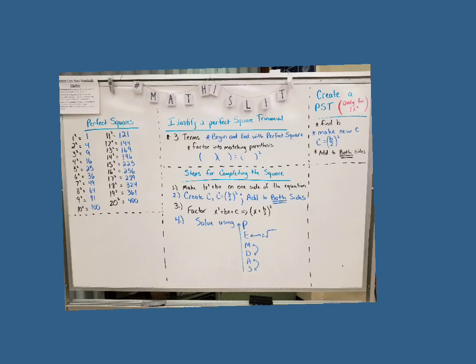Part 2 of this is going to be using this idea of creating a perfect square trinomial. We're not going to have a perfect square trinomial, so we're going to have to make a new C that's going to make it work. We're going to use C equals (B over 2) squared.